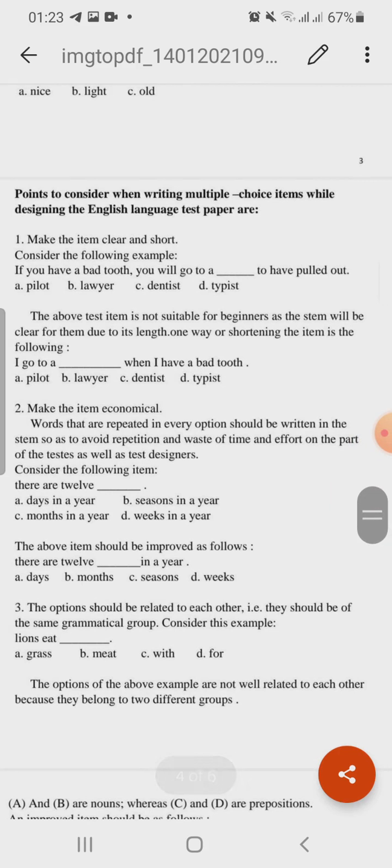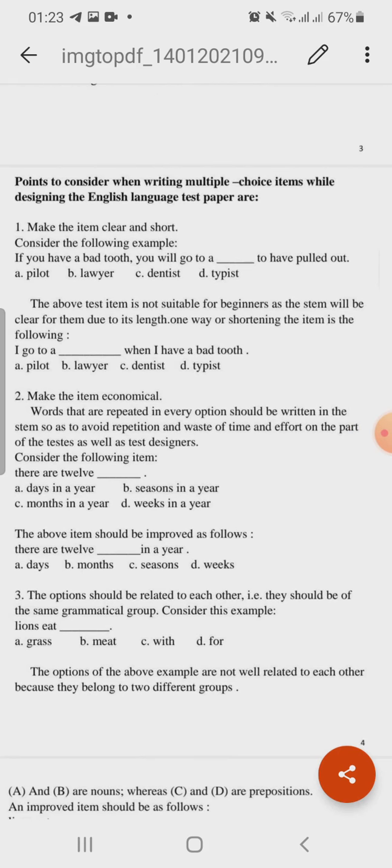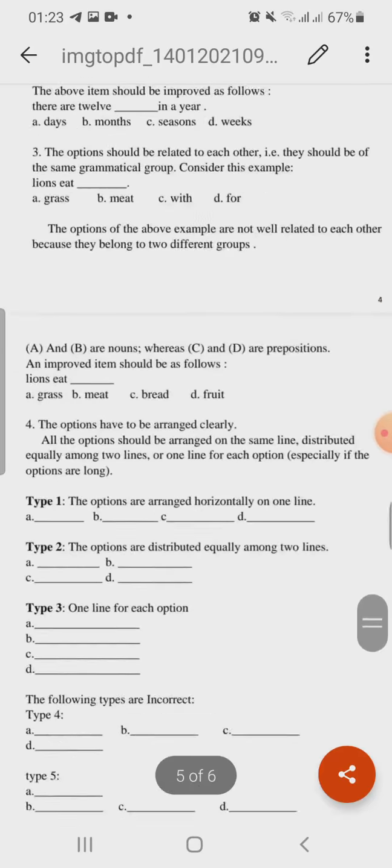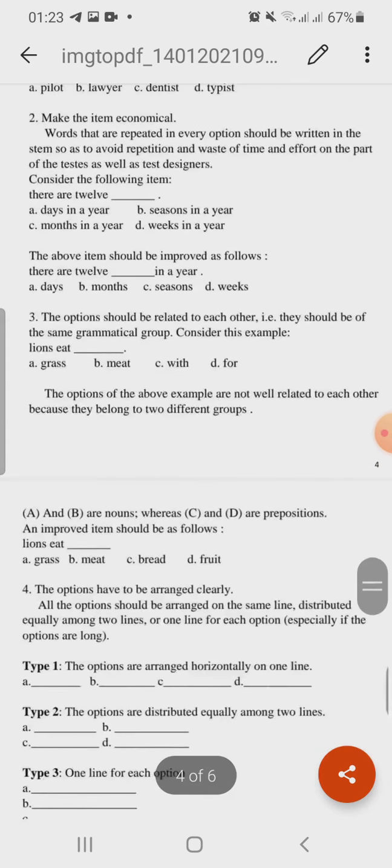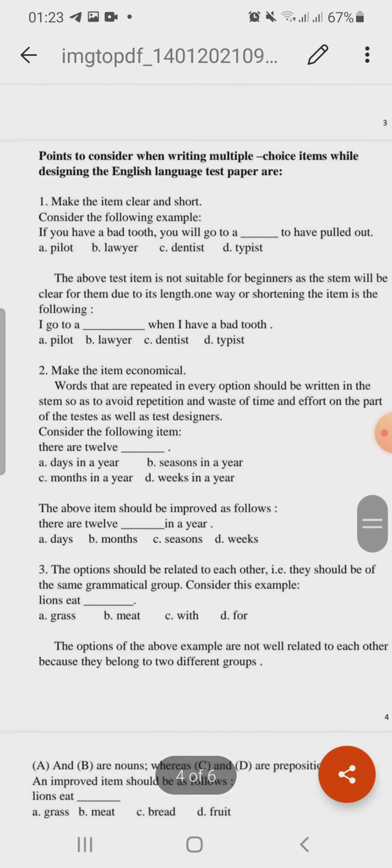بعض النقاط التي يجب اتباعها عند كتابة أسئلة الاختيار من متعدد في اختبارات اللغة. هناك 8 نقاط. Number 1. Make the item clear and short. اجعل الفقرة واضحة وقصيرة. Consider the following example.